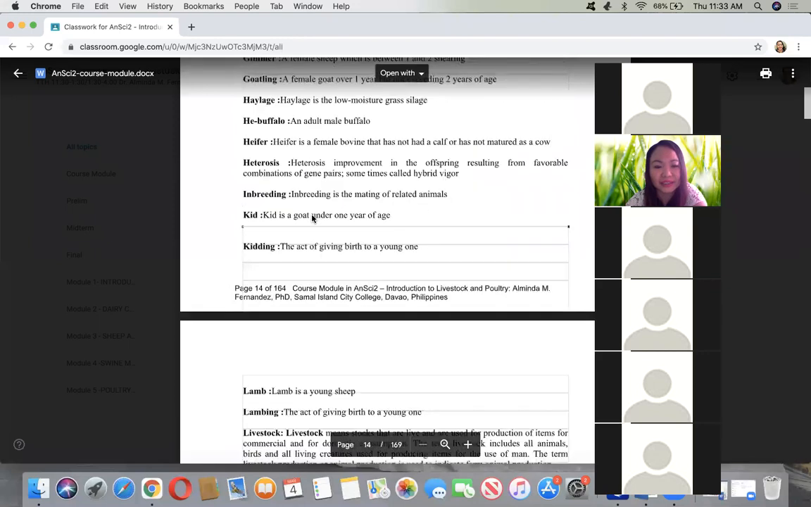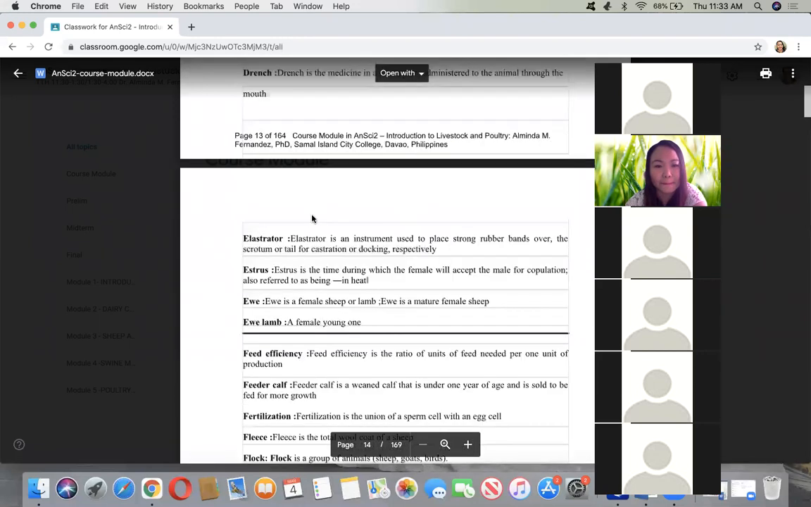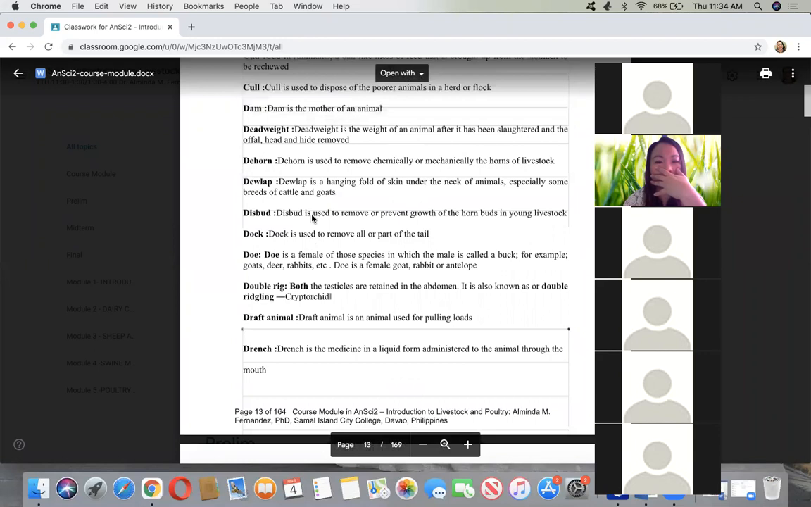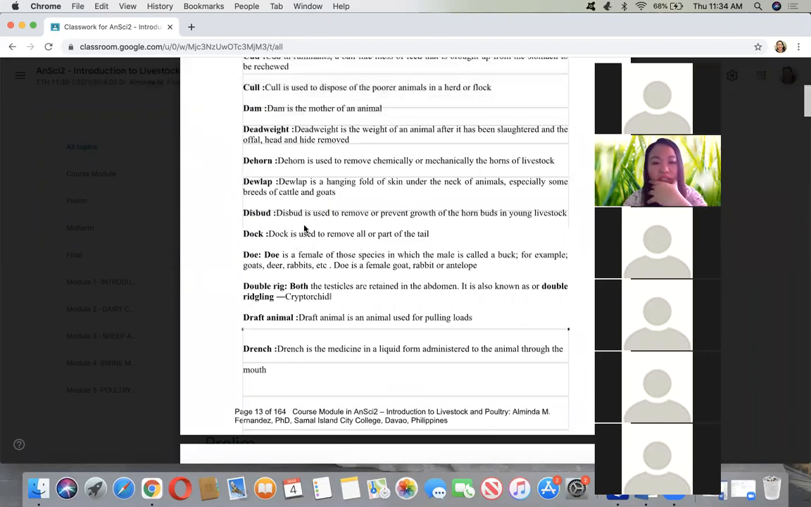There's one that's wrong here. Ah, found it. Dock is used to remove all the part of the tail.